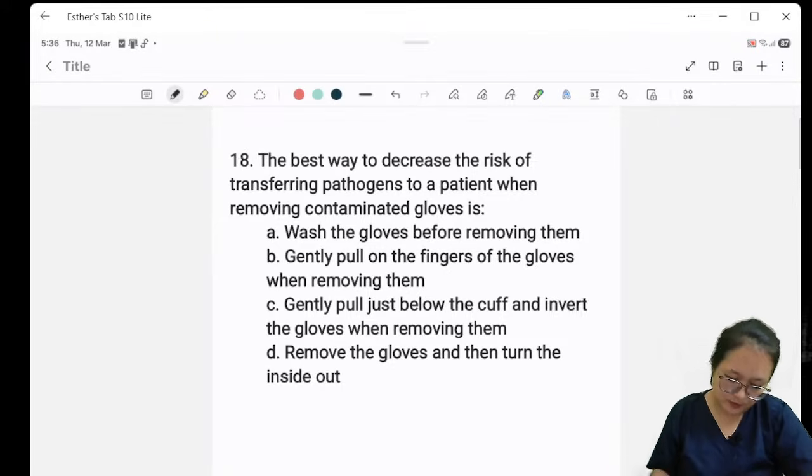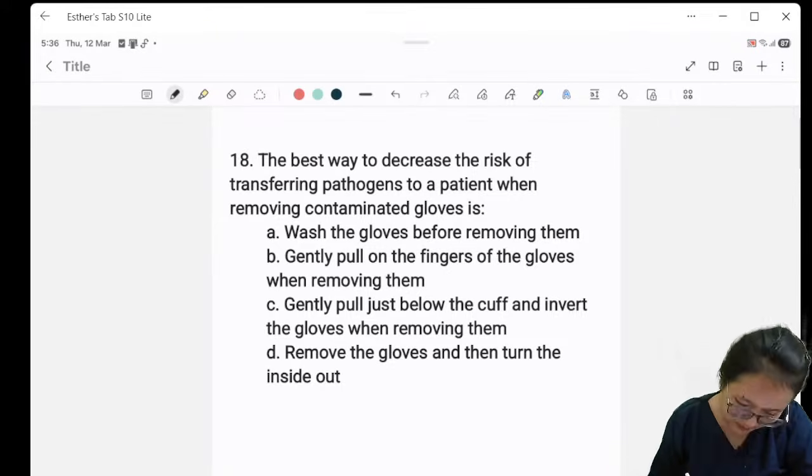So here the right answer will be C: gently pull down below the cuff and invert the glove when removing them.